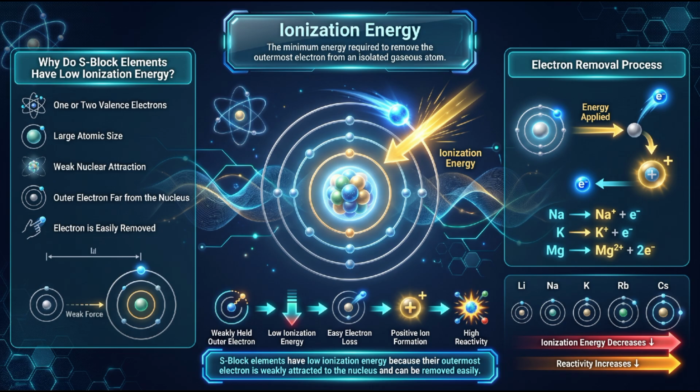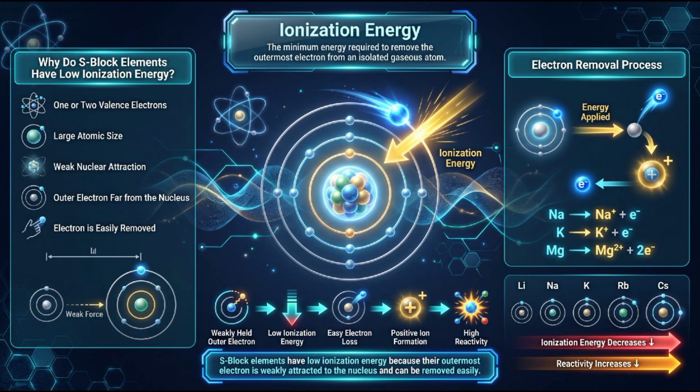The center of the image illustrates the process of ionization. An atom is shown with its electron shells, and an arrow labeled ionization energy represents the energy supplied to remove the outermost electron. When sufficient energy is provided, the outermost electron leaves the atom, and the atom becomes a positively charged ion.